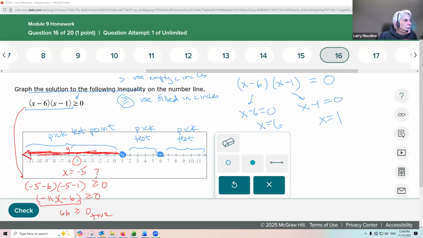So this is a yes interval. All right, let me go to the middle. I'm going to pick here x equals 4. Again, I'm just picking a random number in this interval. Let me plug that in.